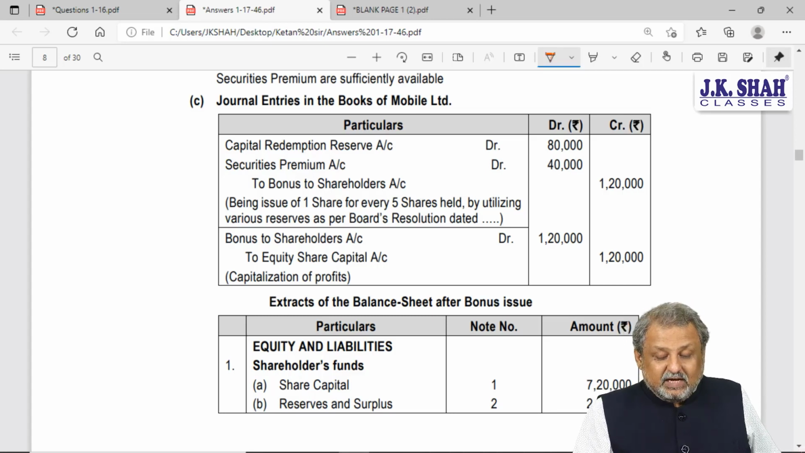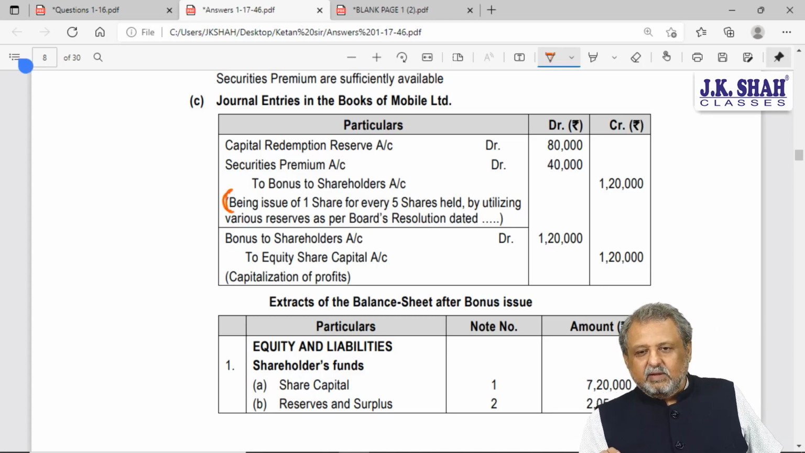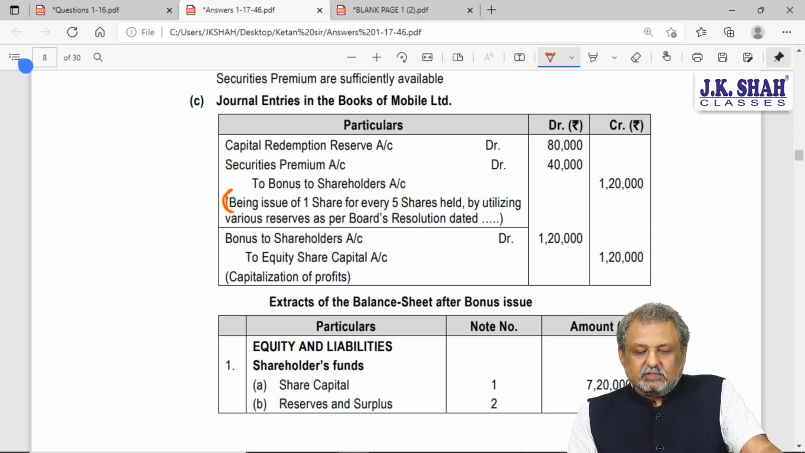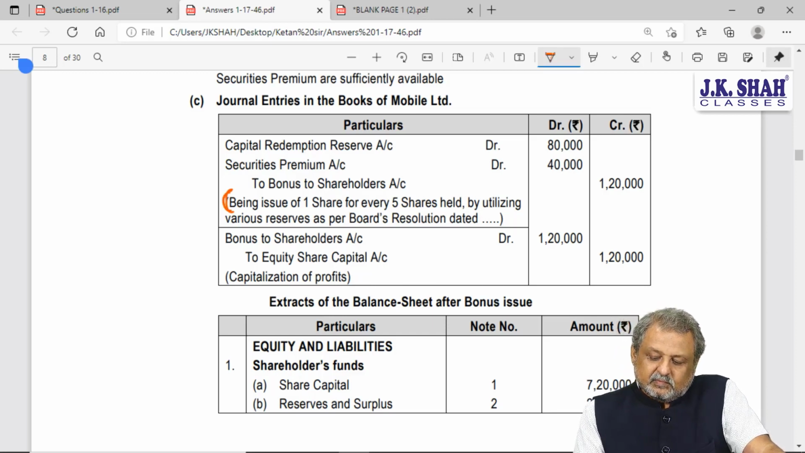But don't forget to write narration. Narration, if you can write what they are suggesting, it is well and good, but otherwise you write simple narration. Always your narration should begin with bracket opening, then first word should be 'being bonus declared'. Write simple narration, but write something, don't forget. Second entry, bonus to shareholders debit to equity share capital, being bonus shares issued.